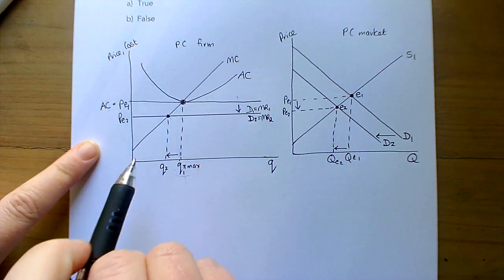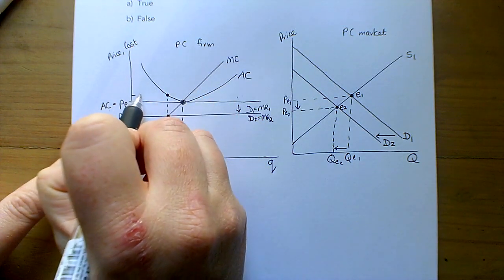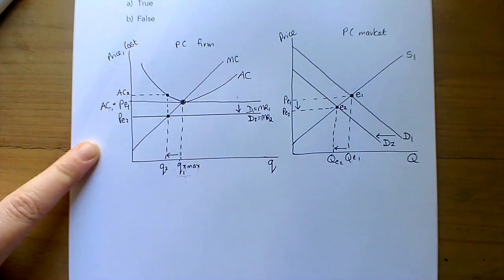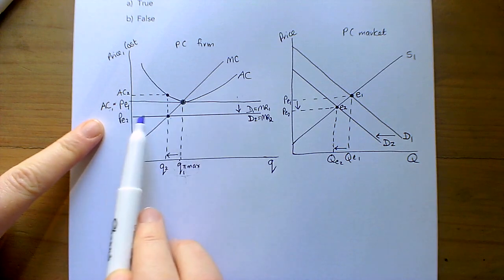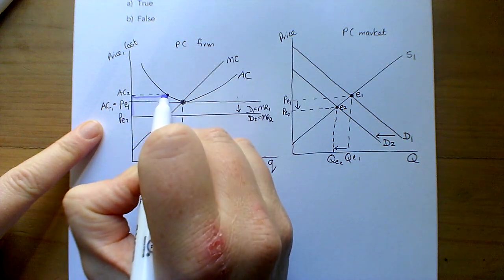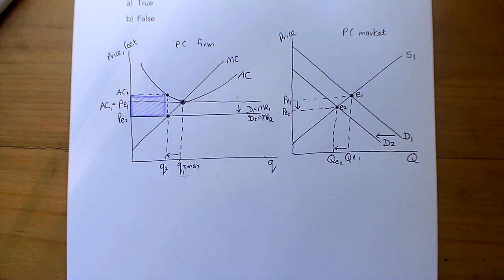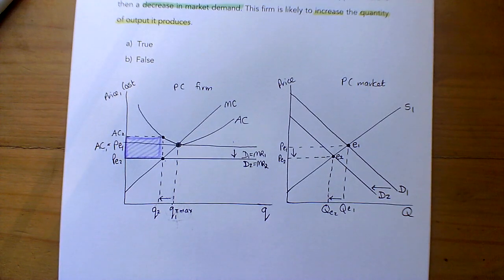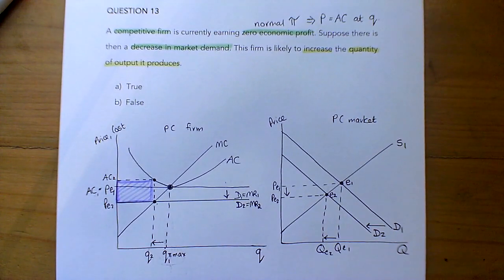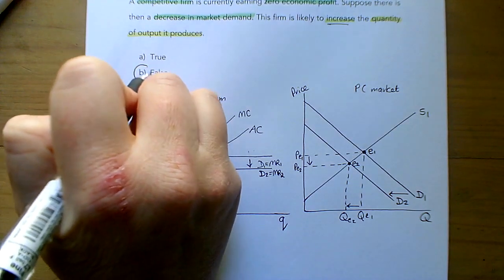Now, some of you might be looking at this picture and notice, okay, but how can that be profit maximizing if, in actual fact, at this quantity, this firm is now making a loss? And you're absolutely correct. Profit maximization is synonymous with loss minimization. So this firm, having to take this new lower market price as given, has no choice but to charge that lower price. And so, in order to minimize its losses, it chooses to produce less. So the response of this perfectly competitive firm to a decrease in market demand is not to increase their quantity, but to decrease. And so the answer to this question is false.